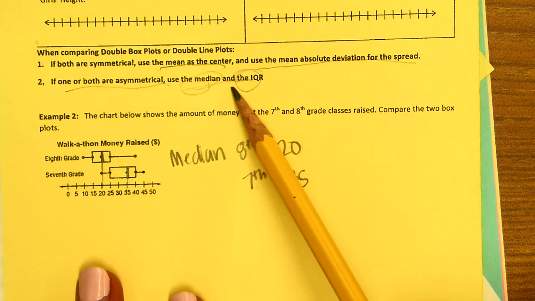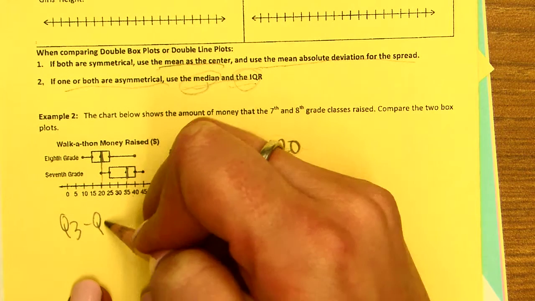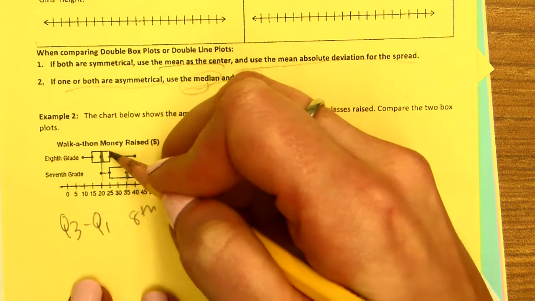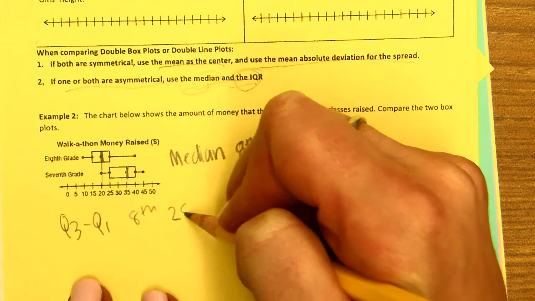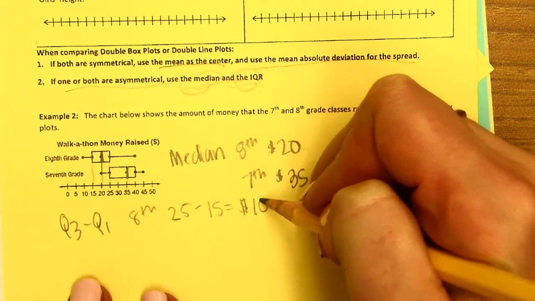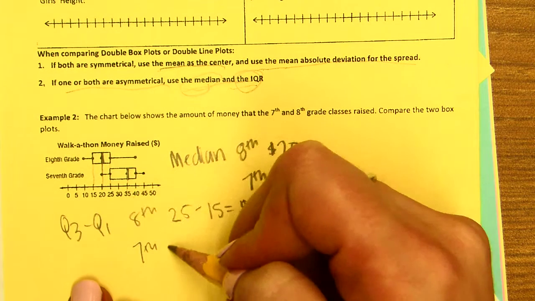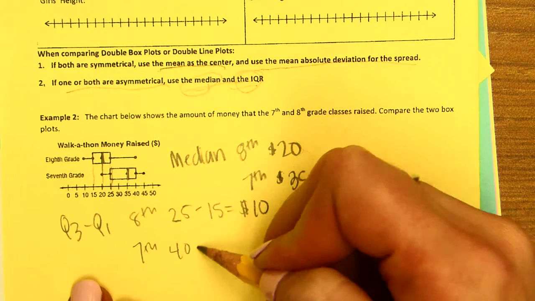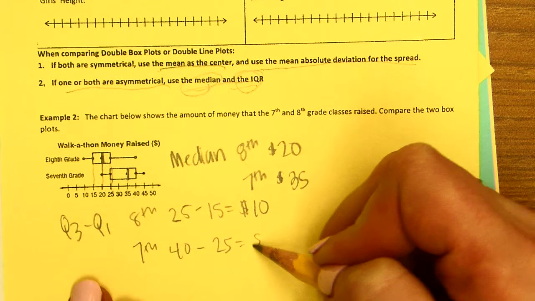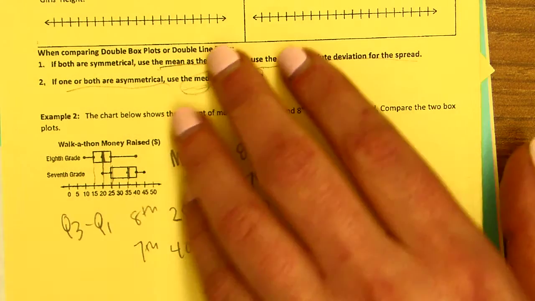And then to describe the spread, we'll use the interquartile range. Interquartile range is quartile 3 minus quartile 1. So for 8th graders, quartile 3 is about $25, minus quartile 1, which is about $15. So their interquartile range is about $10. And for 7th grade, quartile 3 is $40, and quartile 1 is $25. That's about a $15 range. So the 7th grade data is more spread out and has a higher center than the 8th grade data.